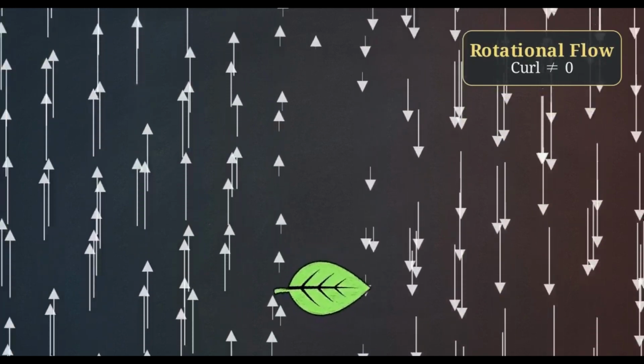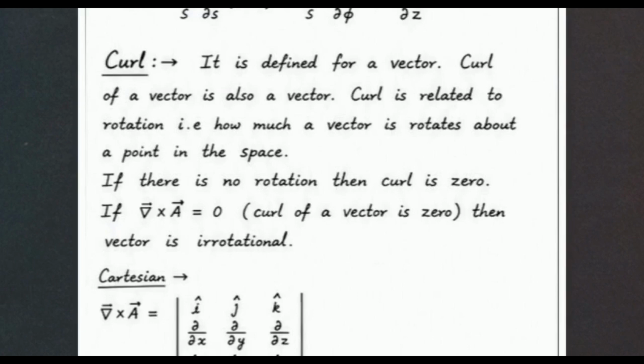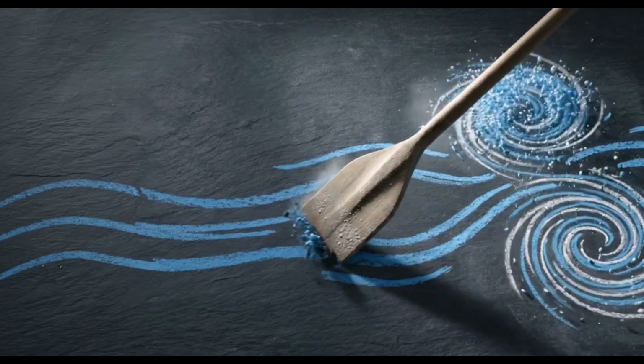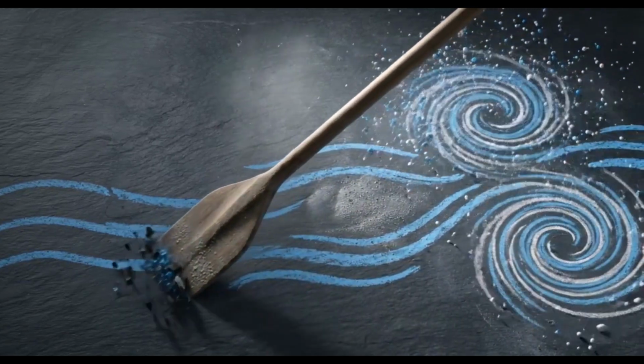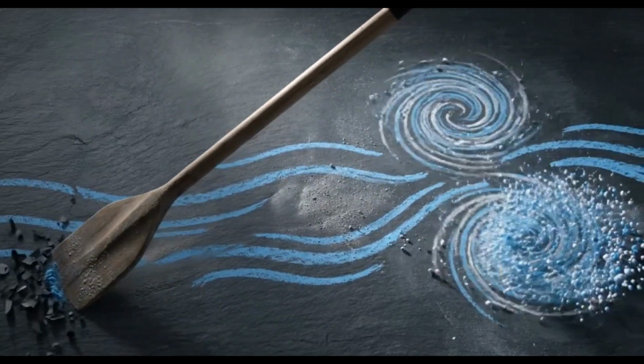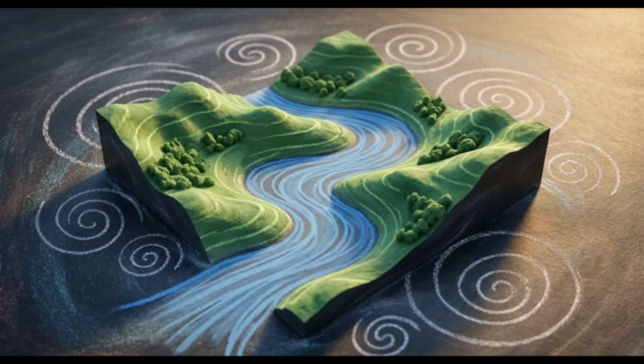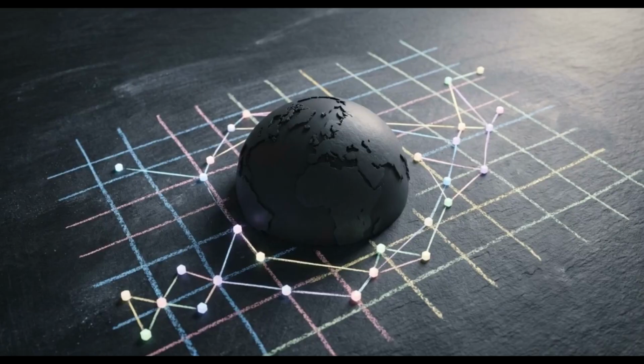We see this floating leaf analogy directly mirrored in the academic definition. These notes show curl defined precisely as how much a vector rotates about a specific point in space. Curl allows us to pinpoint exactly where the water stops flowing straight and begins to swirl into a whirlpool or an eddy. While we've been looking at a river, these three tools can describe almost anything that flows or changes across space. Take a look at this weather map.